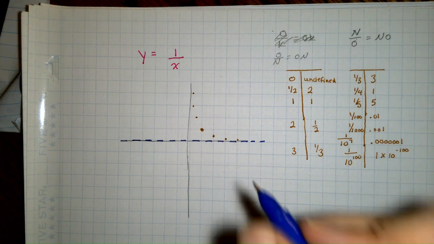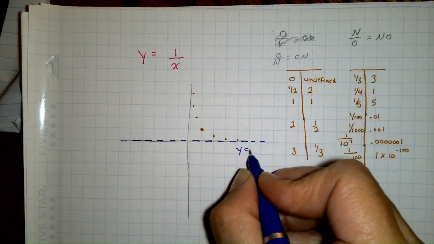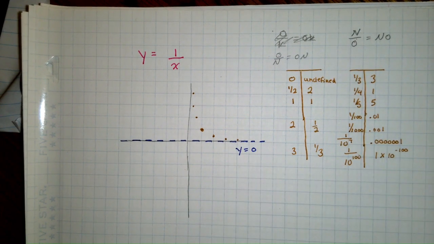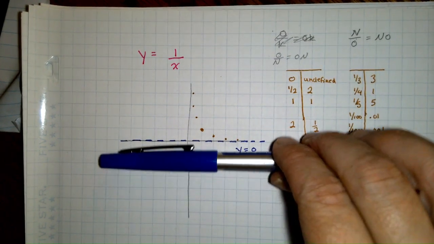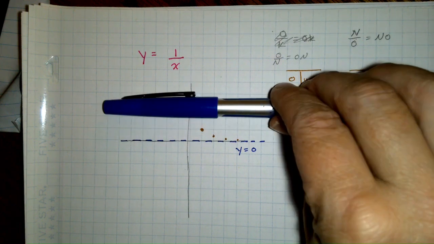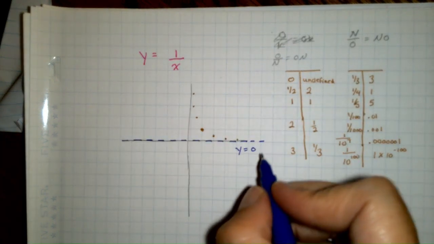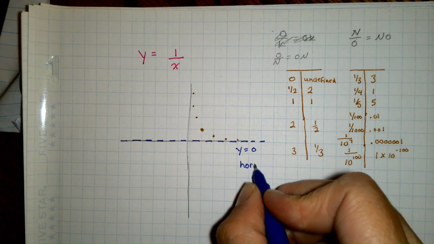There is a horizontal asymptote here at y equals 0. Why is it a y equals? Because any flat line is going to cross the y-axis. They have different x values, but their y value is always the same. This is what's known as a horizontal asymptote.